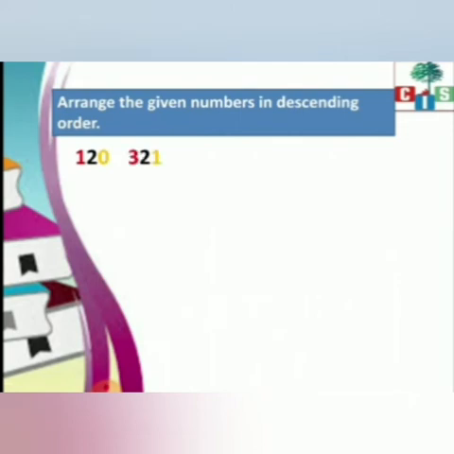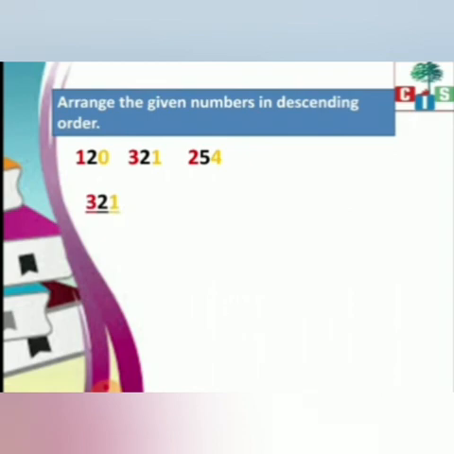120, 321, 254. Look at the 100 place. In 120, 1 is at 100 place. In 321, 3 is at 100 place. And in 254, 2 is at 100 place. So which is the biggest number? That's correct, 3. So 321 is the biggest number.